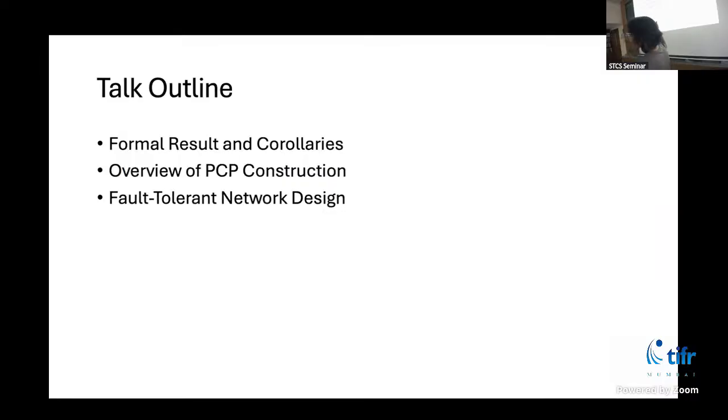Okay, so in the next part of the talk, I will describe our formal result, all the parameters and what corollaries it gives for hardness of approximation. And then I will give you an overview of the construction of the PCP. And finally, I will end with one of the main components, which was constructing fault-tolerant networks.